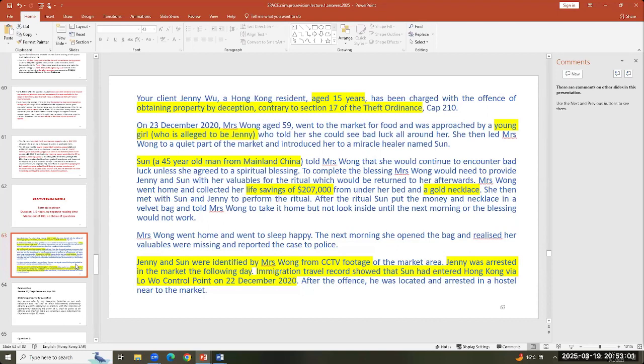Sun, a 45-year-old man from mainland China, told Mrs. Wong that she would continue to encounter bad luck unless she agreed to a spiritual blessing. She would need to provide Jenny and Sun with valuables, which she would get back afterwards. She went home and got her life savings of 207,000 from under her bed, as well as a gold necklace. Now, it amazes me the number of people in Hong Kong who appear to keep hundreds of thousands of dollars just lying around in their house.